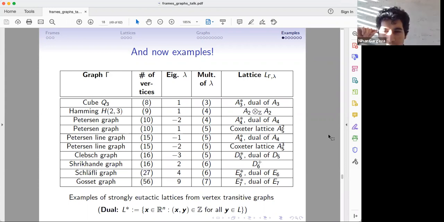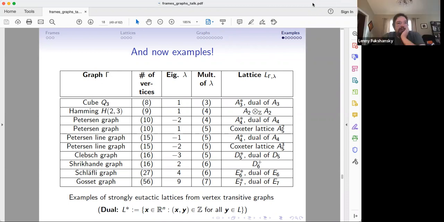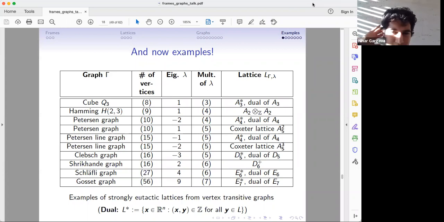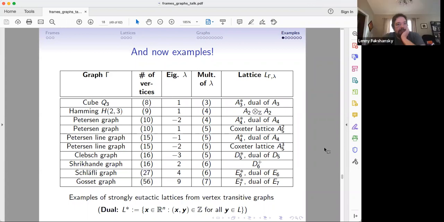Right. Okay. So my question is basically, can you produce an asymptotically good sequence of lattices? By considering an asymptotically good family of distance transitive graphs. Right. Not that I know of.